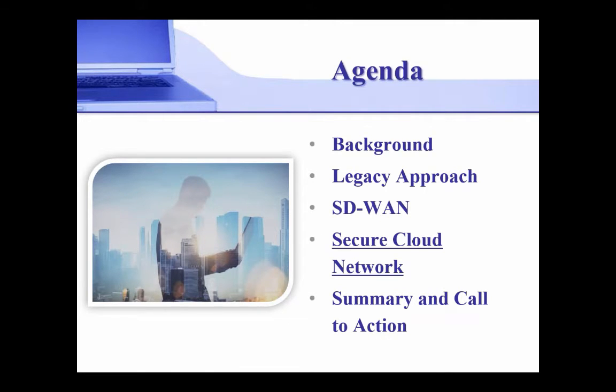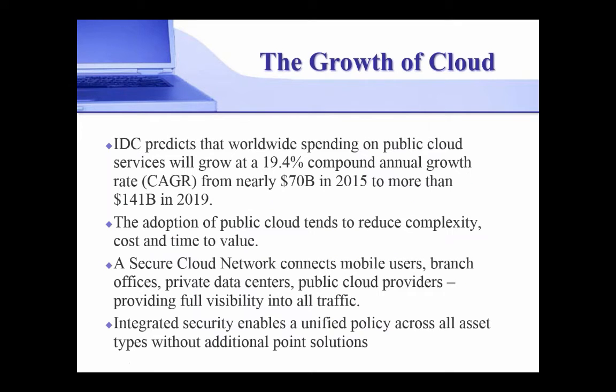Now let's move on to the third of the three types of networks I'm going to talk about, and that's a secure cloud network. The first two bullets on this slide are just intended to reinforce something everybody on the call understands. The use of public cloud service providers is large today, and it's growing. One measure of such, IDC, says the use of these services is going to grow at roughly 20% per year, from 70 billion to 141 billion. Because the use of public cloud tends to reduce complexity, cost, and time to value.